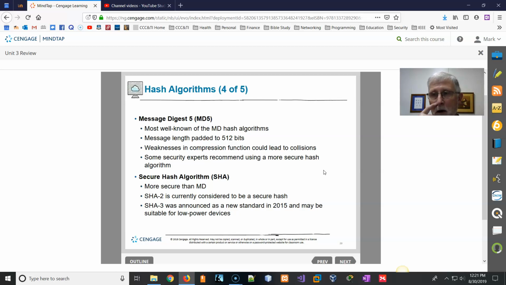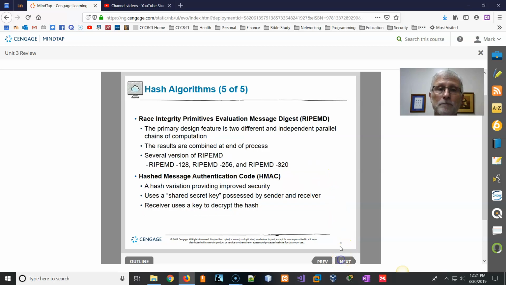Those of you who've been in the networking class probably saw that Cisco was using MD5 in the early days for setting up some of its secure network. Now, the Secure Hash Algorithm, SHA, is more secure than the Message Digest version. Right now, version 2 of SHA is currently considered to be a secure hash. SHA-3 was announced as a new standard in 2015, and it may be suitable for those low power devices. So we'll just have to wait and see how that plays out.